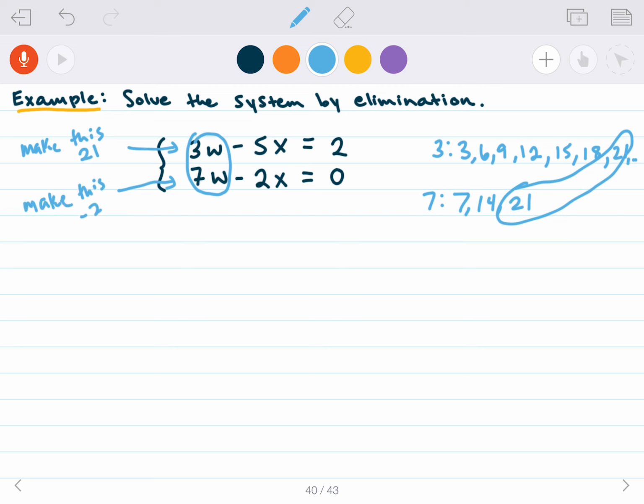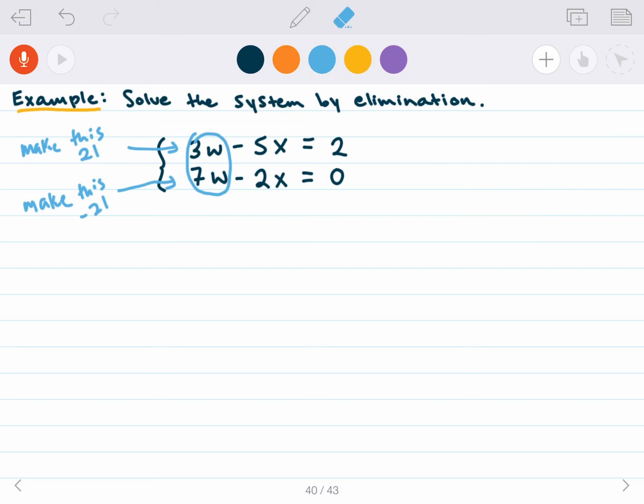Or you could flip it, doesn't matter. We just want one to be positive and one to be negative so we can add them and eliminate. So what can I do to make the top equation the coefficient 3? What can I do to make it a 21? Well, I can multiply it by 7.